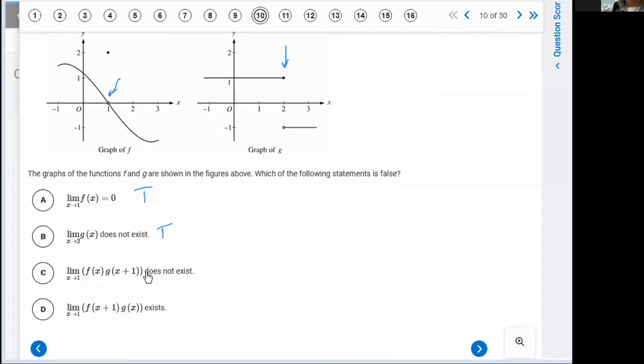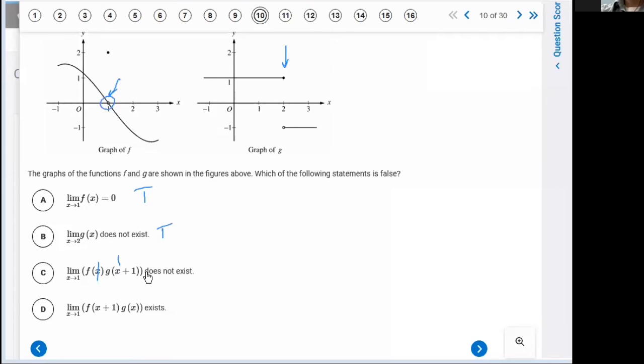Look at 3, and you're like, okay, just plug it in. We should just plug it in. Let's just plug it in. If I plug in 1 here, f of 1, isn't that just 0? Didn't we just say it's 0? And if I plug in 1 here, isn't it 1 plus 1, 2?